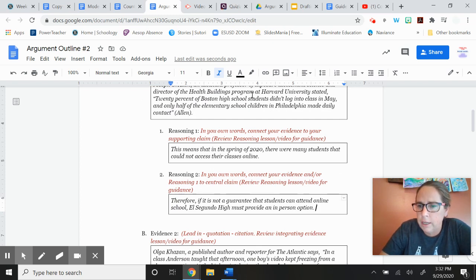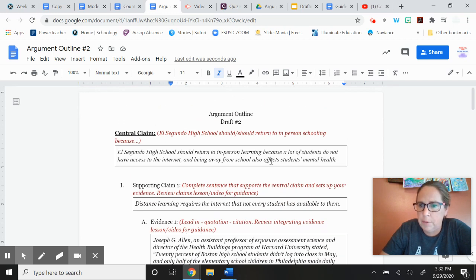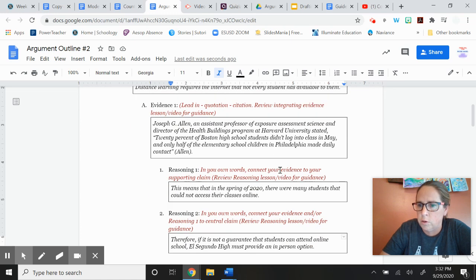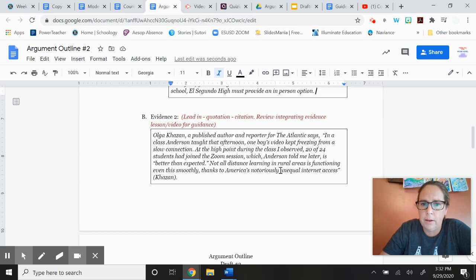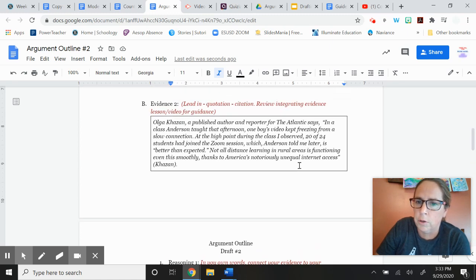The first one is directly talking about this evidence. The second one is connecting it back to the fact that this initial claim is about whether or not El Segundo should be in school. So make sure you don't forget that, right? We have another piece of evidence here. In a class Anderson taught that afternoon, one boy's video kept freezing from a slow connection. At the high point during class, I observed 20 of 24 had joined the Zoom session, which Anderson told me later is better than expected. Not all distance learning in rural areas is functioning even this smoothly, thanks to America's notoriously unequal internet access.